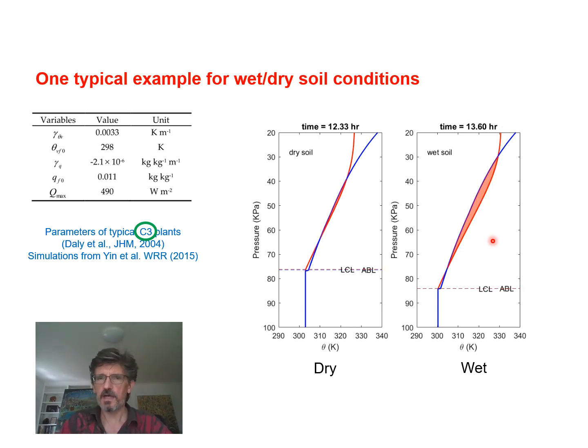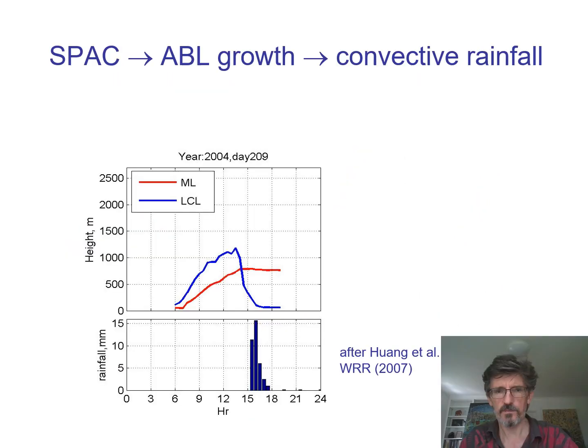You can study different combinations of this simulation depending on the parameters, which is something that we did later on. So it's clear that if at some point you reach the lifting condensation level and you have enough energy, it's very likely that later you will have convective precipitation. These are actually measurements that show how the conditions at the surface, the Soil-Plant-Atmosphere Continuum, influence the ABL growth, and in turn may trigger convective rainfall.